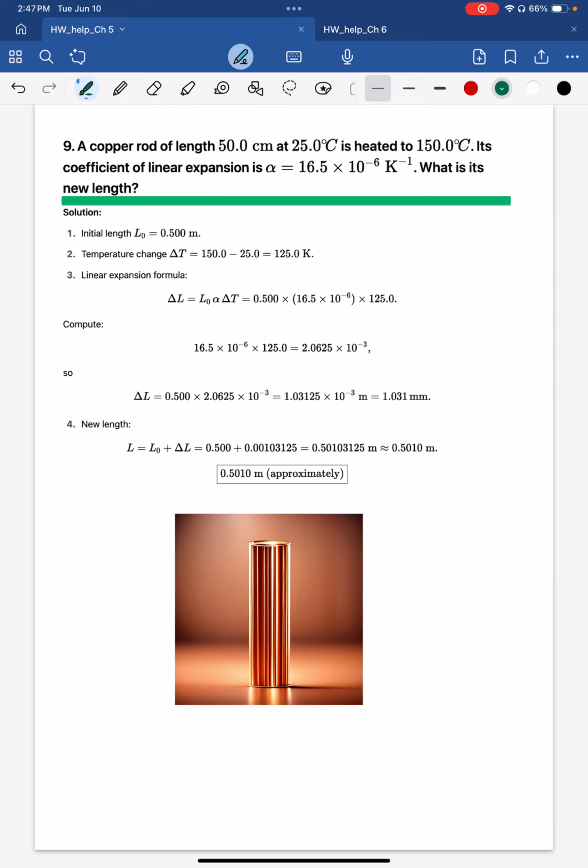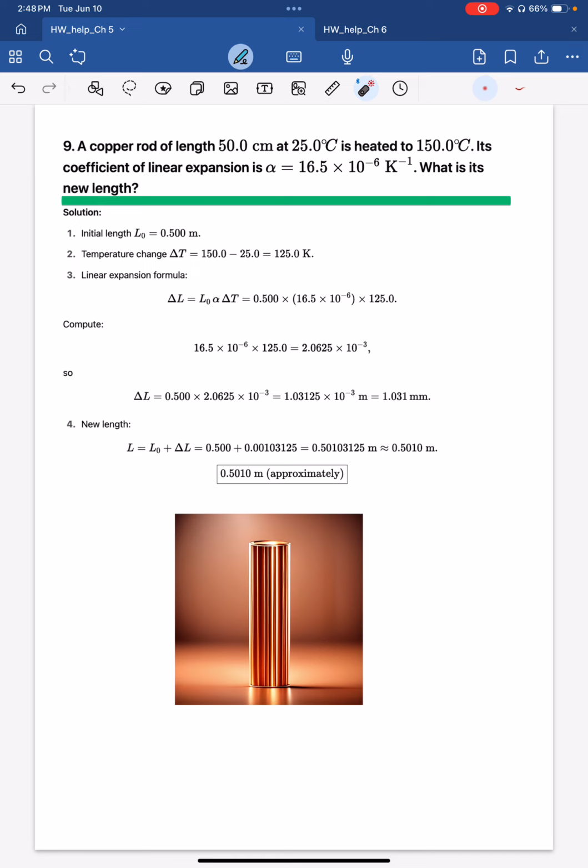Okay. This is about heating a copper rod and it expanding. The expansion is going to be really small. So a copper rod of length 50 centimeter at 25 degrees Celsius is heated to 150. The coefficient of linear expansion, alpha, is given. So that's the constant for copper. What is its new length?